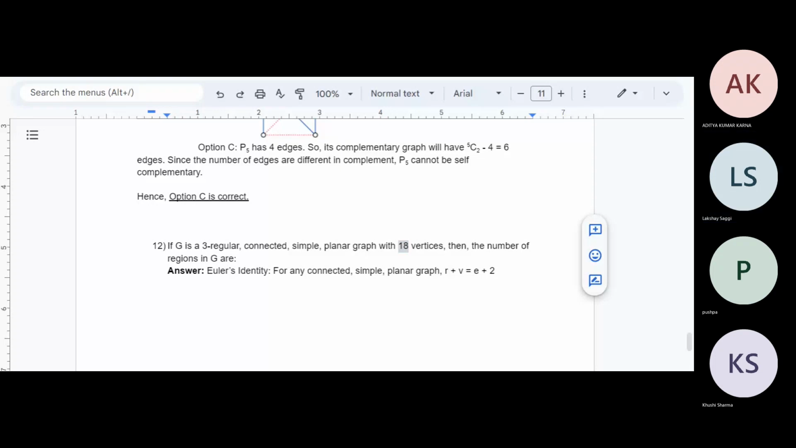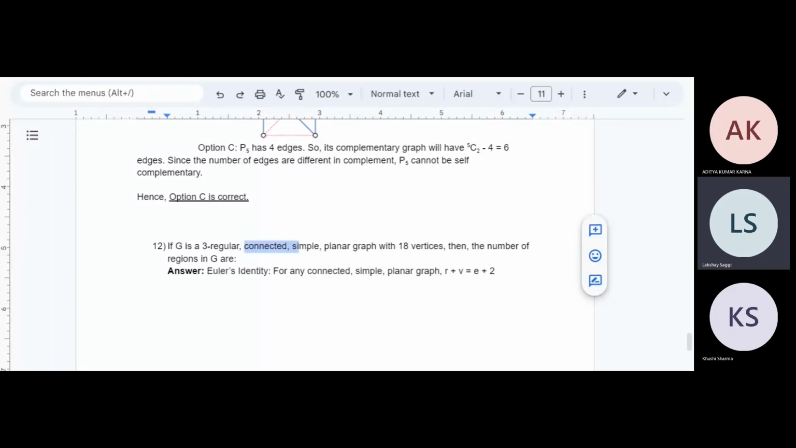Maybe I'll just complete the clip. The properties we have already used are connected, simple, and planar, and we also know there are 18 vertices. One thing we are ignoring till now is that G is a 3 regular graph. What is a D regular graph? It is a graph in which all the vertices have degree D. Here it's a 3 regular graph, so every vertex of G has degree 3. I hope I'm making sense.